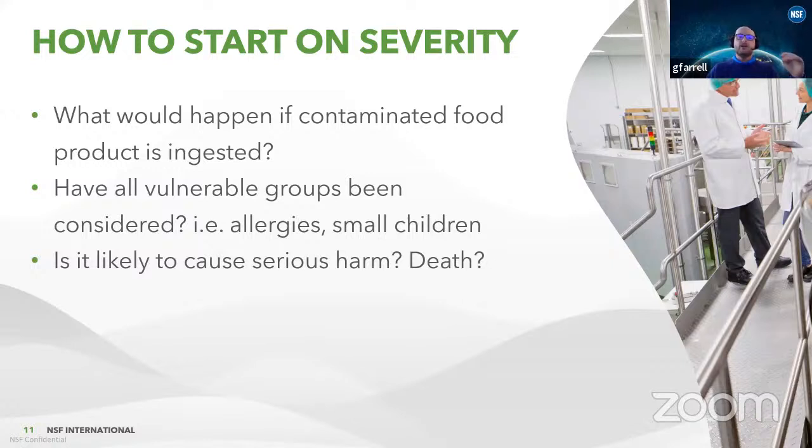Again, we want to make sure we're asking all the questions. We're identifying all of the possible things we can. So what would happen if the contaminated food is ingested? Have we considered all groups, allergies, small children, elderly? Have we considered all of these groups in our look at severity? Is it likely to cause serious harm, death, etc.?